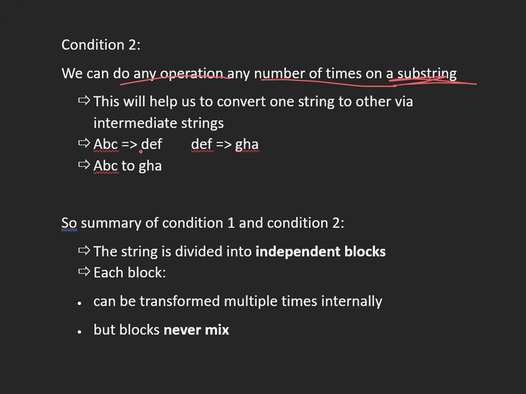But our second condition is telling us that we can do any number of conversions, any number of times, on a particular substring. So what we can do is first convert ABC to DEF and then DEF to GHA. So we are getting ABC to GHA via some other intermediate step. I hope you get the two conditions right.